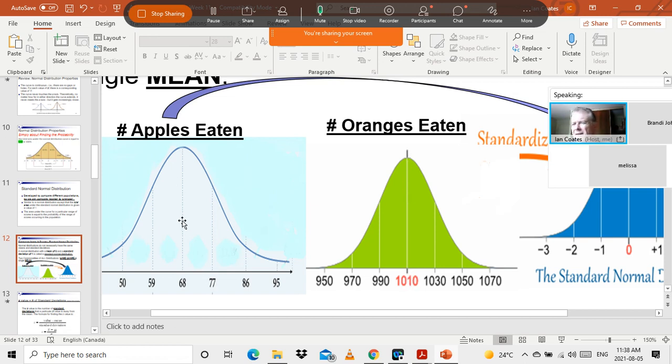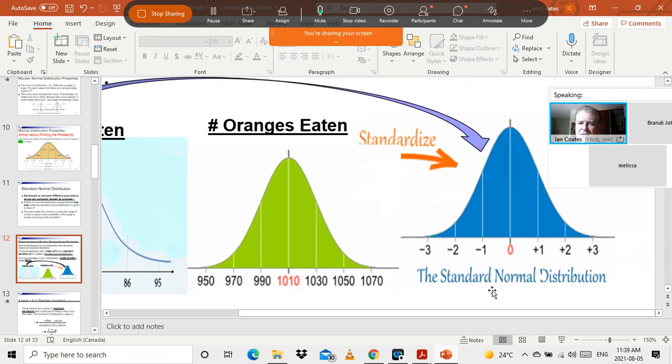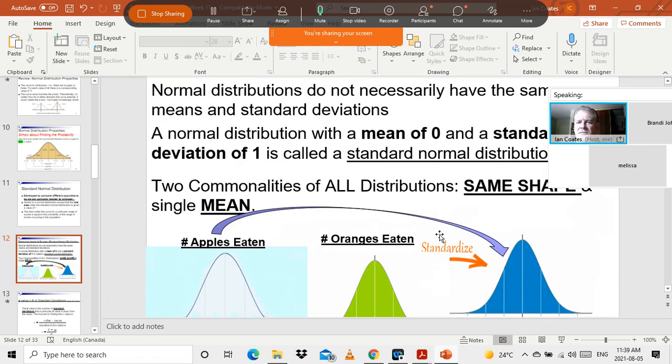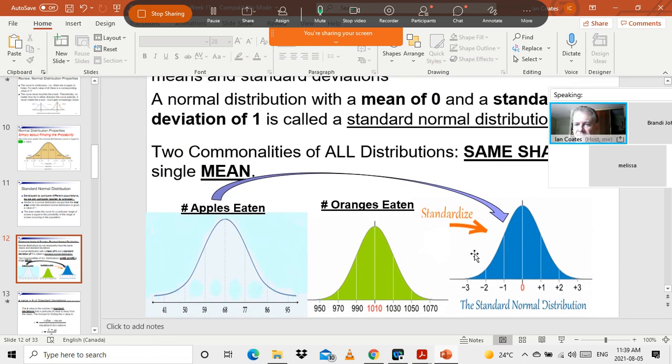So how can I compare these? You really can't. I've got my standard deviation here, but my standard deviation here is from the mean at 1,010, and it goes 20 and 20 and 20. But here my standard deviation, I'm at 68 and it's only 9. How do I compare these? And how do we do that? We need to standardize them. And it's going to look like this.